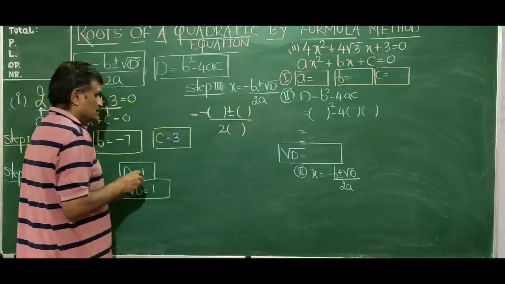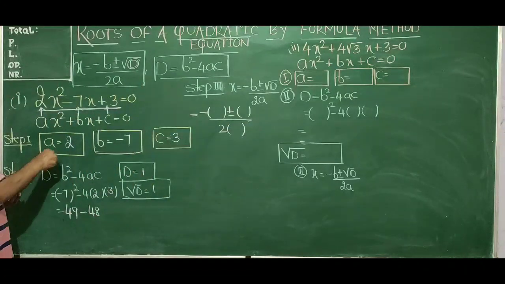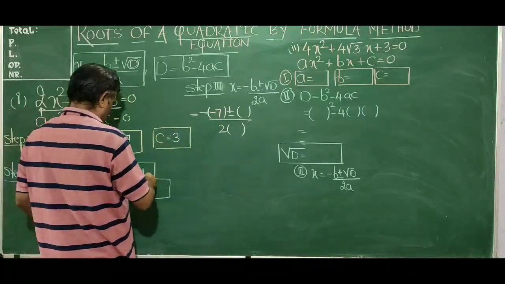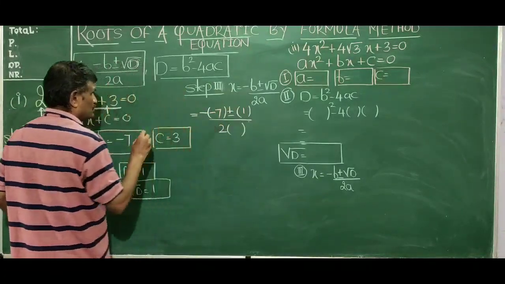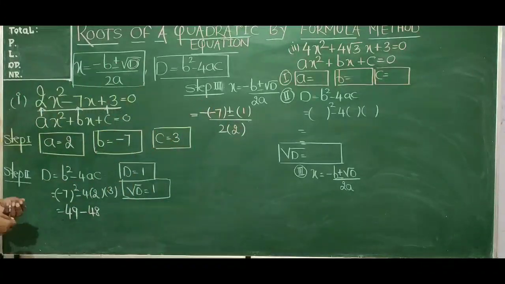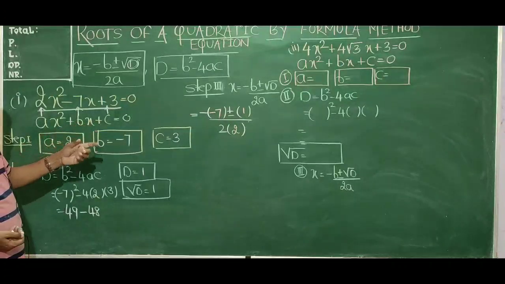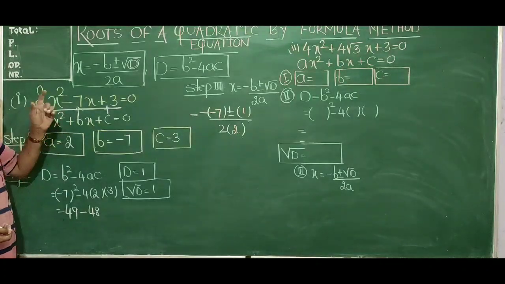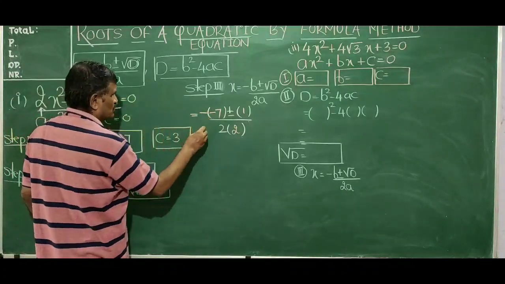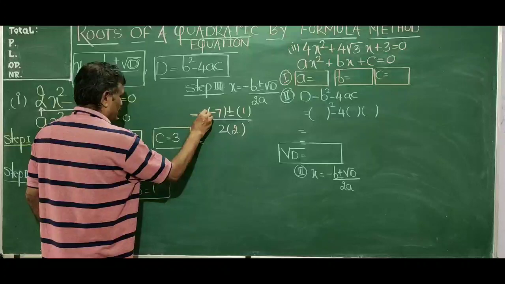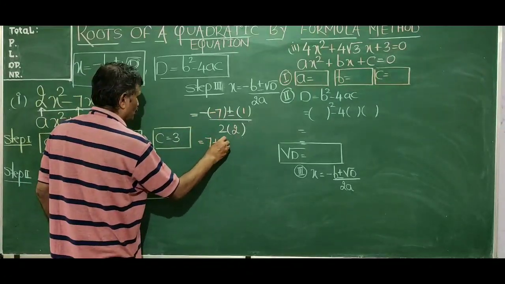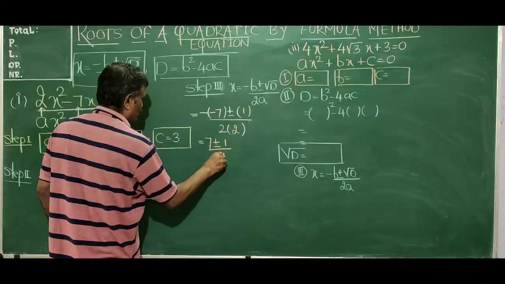What are the values? Let us see. Check the values. b stands for minus 7, and here d is how much? 1, and a is 2. So, what I have done is, first step, find the values of a, b, c. Second step, find the value of d. Third step, write x is equal to minus b plus or minus square root of d divided by 2a. Put the values. So, what will I get? Minus of minus is plus, plus or minus 1 divided by 4.